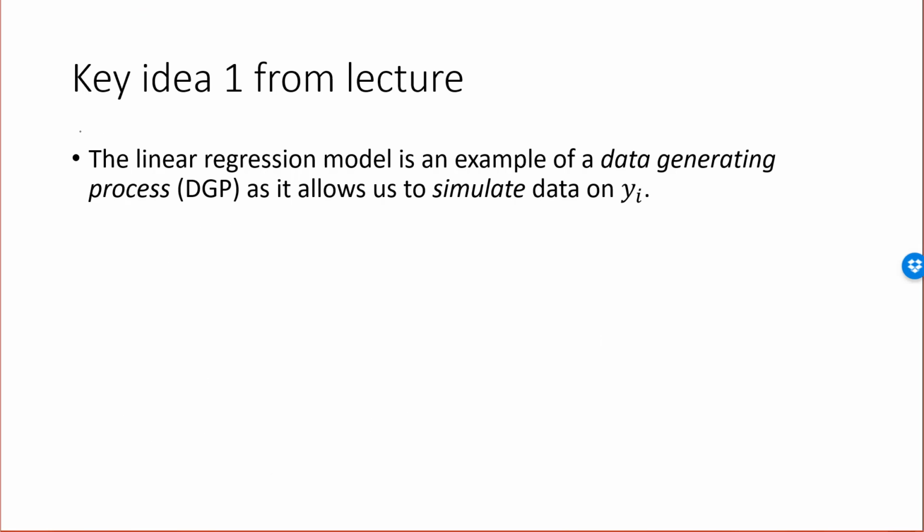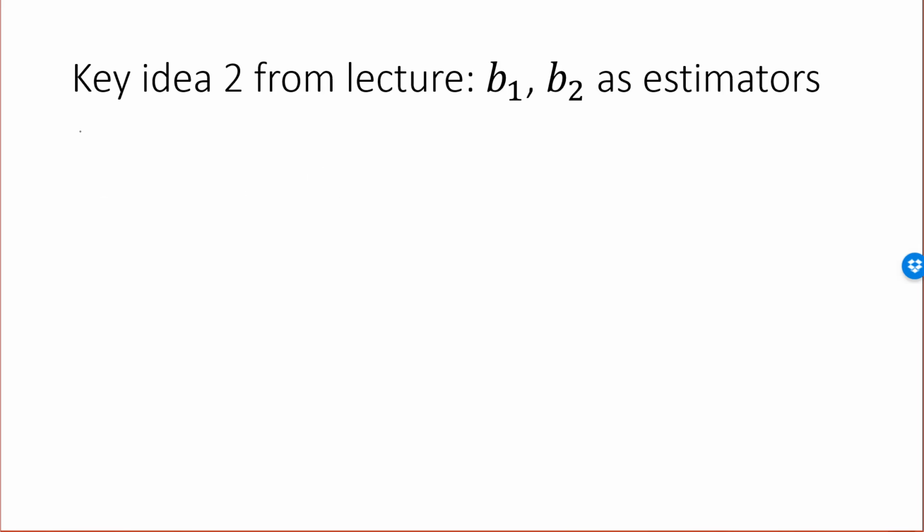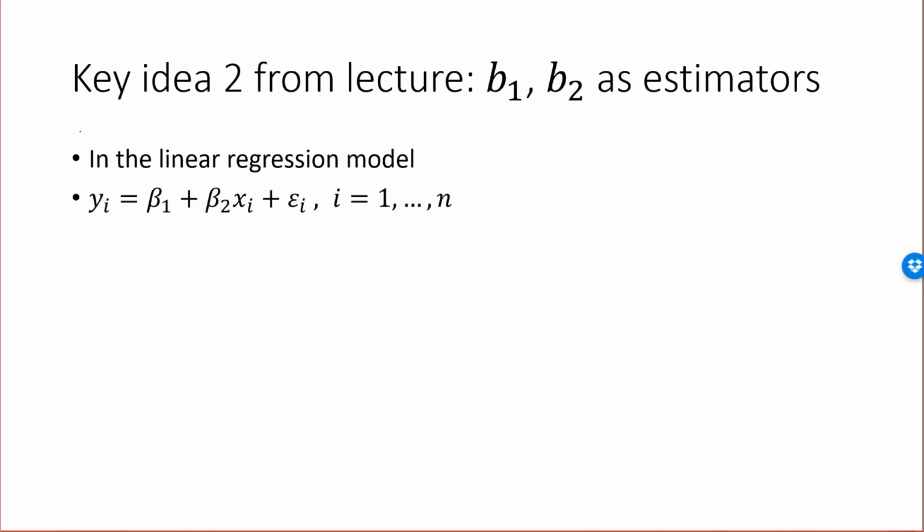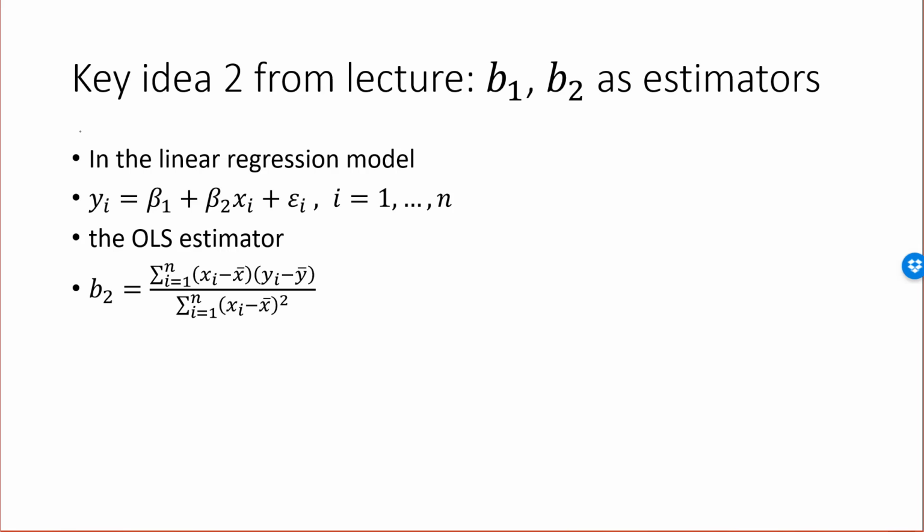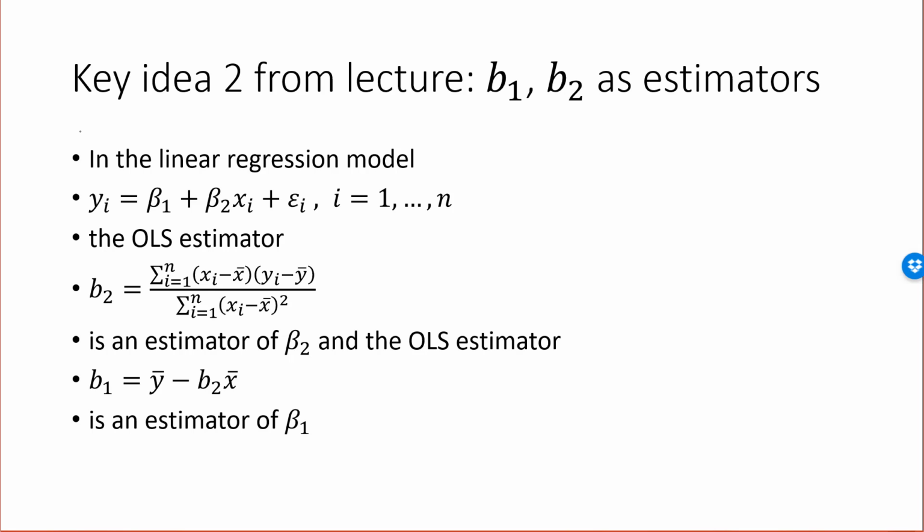The second key concept is this idea of estimators for the unknown parameters. So the second key idea is that this B1 and B2, the OLS values B1 and B2, those are estimators of beta 1 and beta 2. We use these values to guess beta 1 and beta 2, which are unknown to us. So in the linear regression model, the OLS estimator B2 is an estimator of beta 2, and the OLS estimator B1 is an estimator of beta 1.